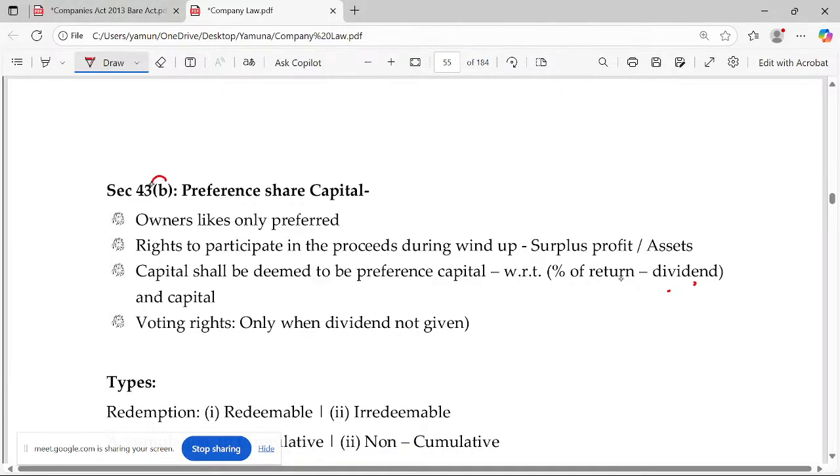Let me go for subsection B. It deals with preference share capital. The term itself says they are preferred. Who? Almost like owners, they are preferred, but only in some cases. Especially when we go for paying dividend. Paying dividend, they get the complete rights. Even though there is no profit, you have to pay the dividend. There is no profit, there is no surplus, there are no reserves. How can the company pay the dividend?